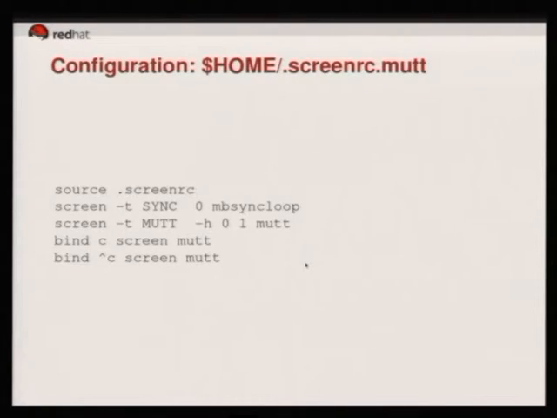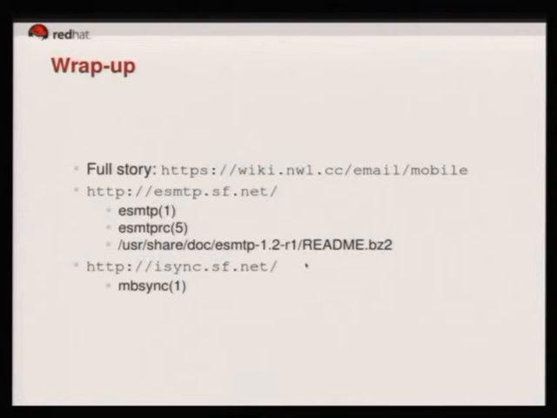Okay, finally, to hook this all together, I have a screenrc, which, when I call screen with that configuration, starts for me the mbsync loop and Mutt in a second window at the same time. And I have bindings for, instead of creating a new window, directly spawning a new Mutt because it's single-threaded. And that's basically it. You can read the full story with lots of verbosity on my own wiki page. There are project pages for esmtp and isync, which mbsync belongs to. And these are the important man pages or readmes for that.